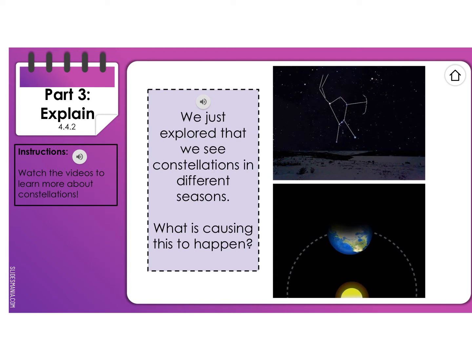This is Science Week 32, Day 2, and we spend a little time exploring constellations in different seasons. And so this little set of slides is going to talk more about why is this happening? What is causing this to happen? There are two videos here. Both of them are great videos and help explain a little bit more clearly why those things are happening.